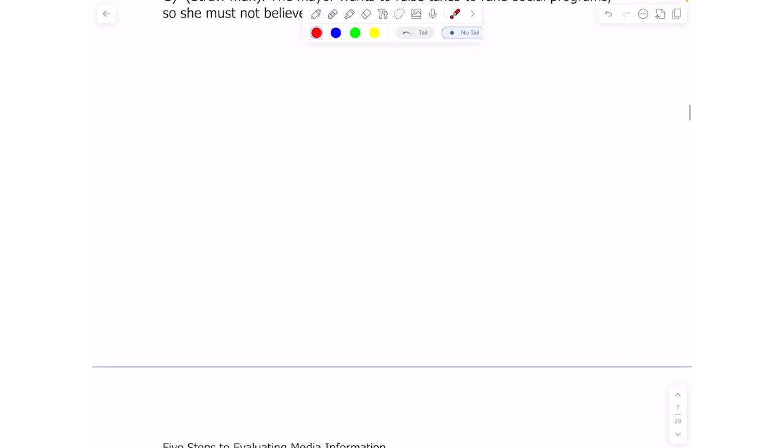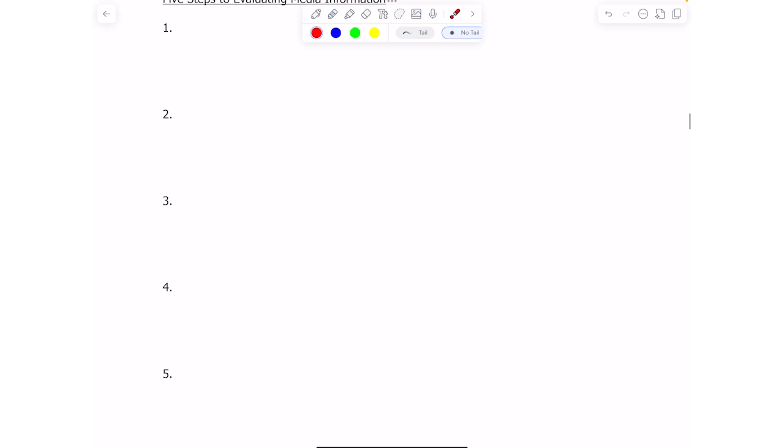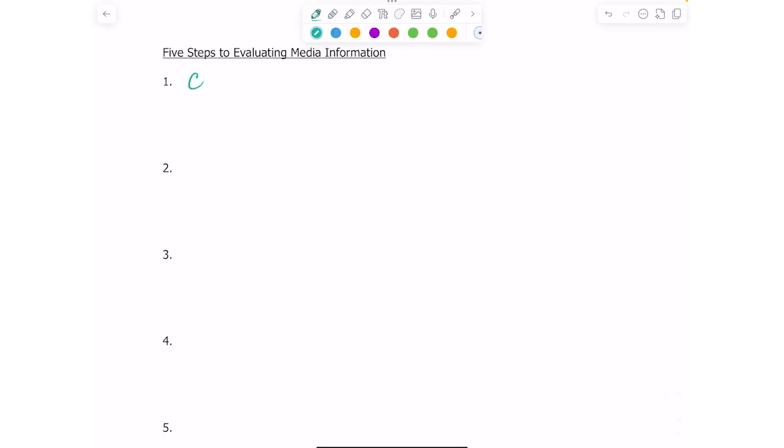Now, in the media, we see a lot of information. We see statements, we see graphs, as we saw in the last chapter when we looked at data analysis. So when you're looking at media information, and this could be anything, like on Instagram, TikTok, newspapers, websites, there's 5 steps you want to use to evaluate that media information. The first step is you always want to consider the source. Just because someone thinks they're an expert on something doesn't mean that they are.